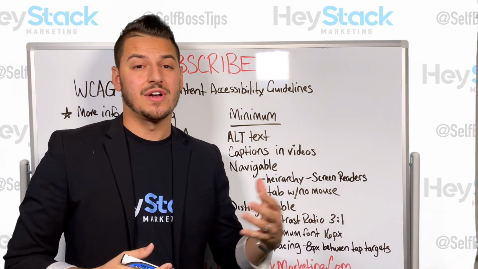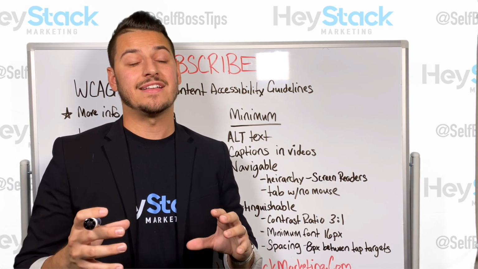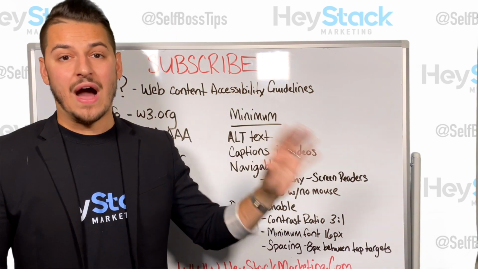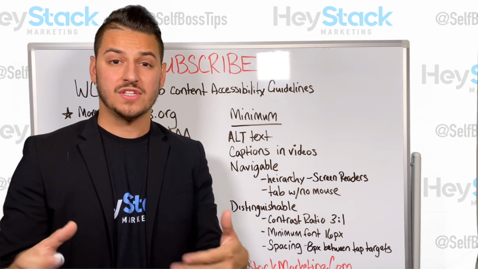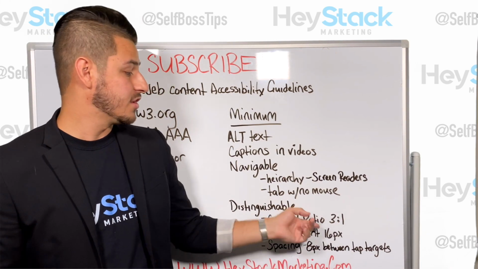So for contrast ratio guidelines, there are tools out there. Just do a quick search and type in contrast ratio checker, and you'll find a wide variety of tools. Click on one, put the hex codes in for the colors that you would like to test, and it'll let you know what the contrast ratio is. Again, you're looking for 3:1.